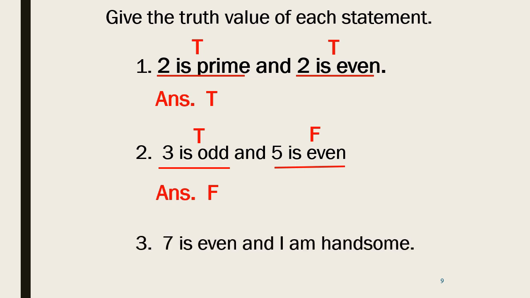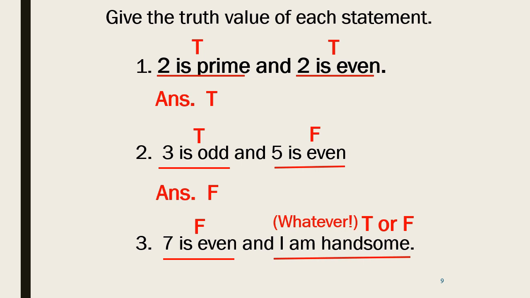7 is even and I am handsome. 7 is even is false. I am handsome, so it can be true or it can be false, right? So hopefully in your belief it's true. But whatever it is, since the first statement is false, regardless of the second statement, whether it's true or false, the answer is false. So if both are true, then it is true for and or conjunction.